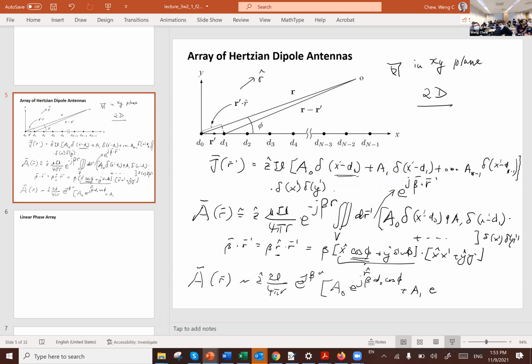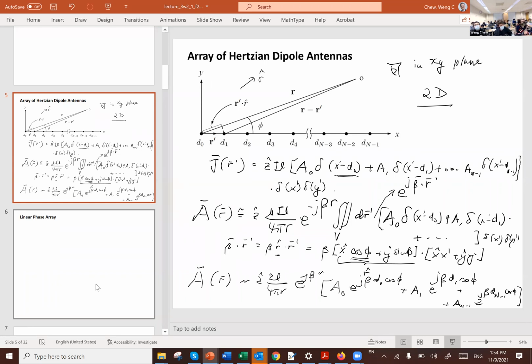Plus A1 e to the j beta D1 cosine C, plus the last term, which is An minus 1 e to the j beta Bn minus 1 cosine C. Okay, can you see the trend? So this is still rather complicated. This is a complicated sum, but we want to make life simpler.